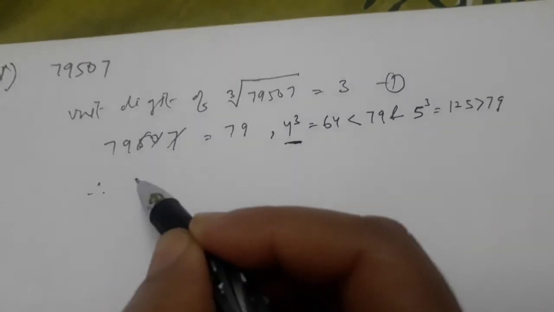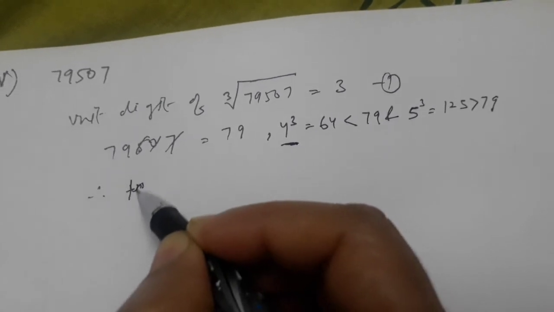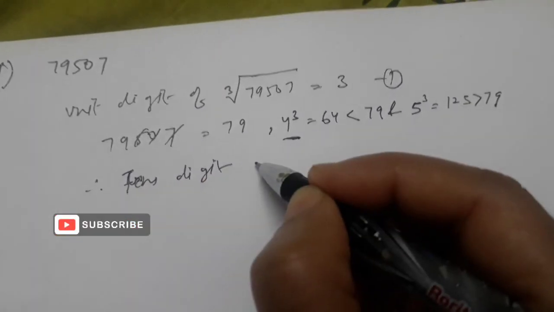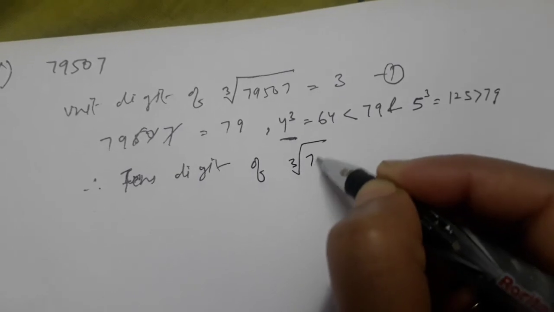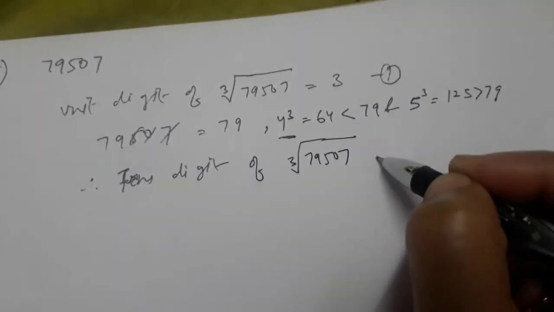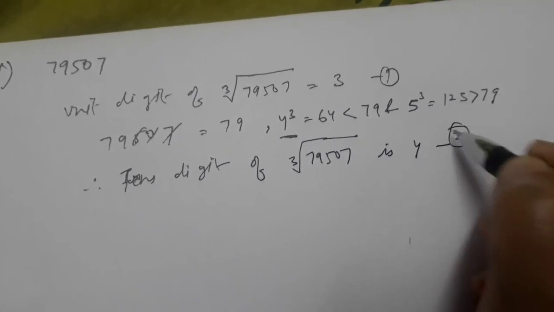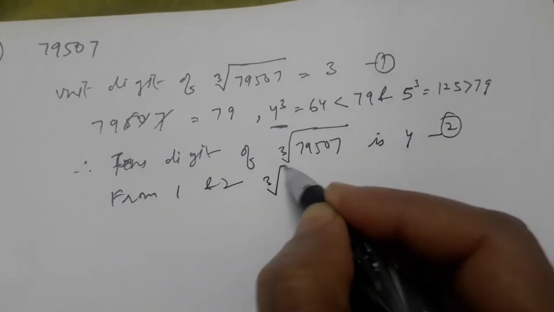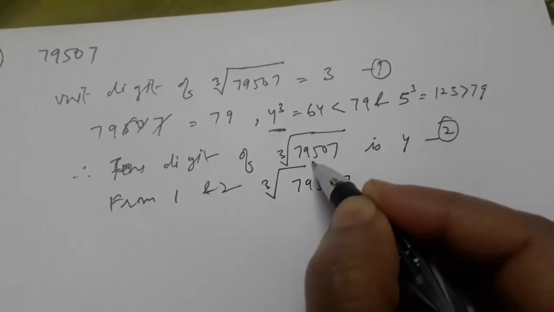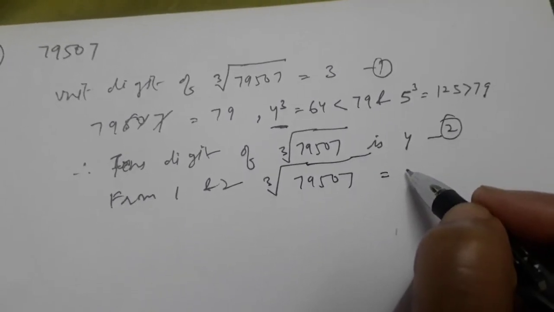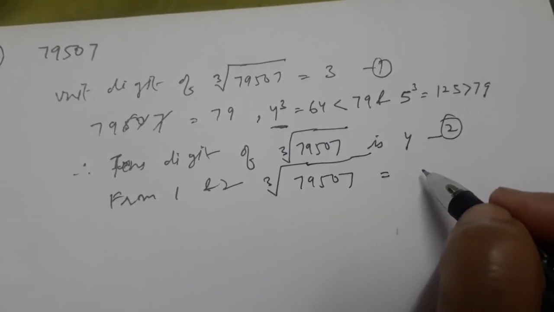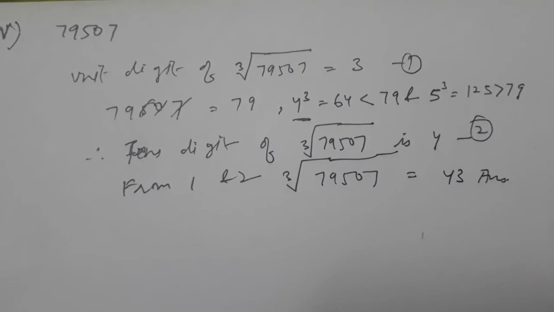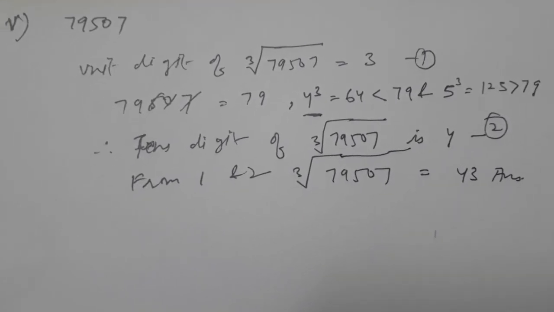So therefore the tens digit of the cube root of 79,507 is what? 4. It will become our second statement. So from 1 and 2, the cube root of 79,507 would become 43. It is our answer. Hope the question is clear. Still any type of doubt is there, you can ask me by commenting under the comment box.